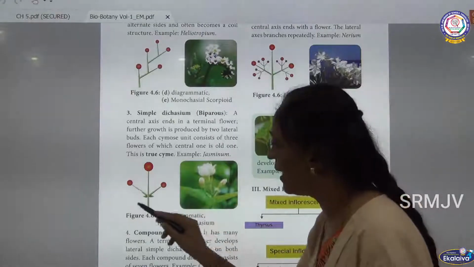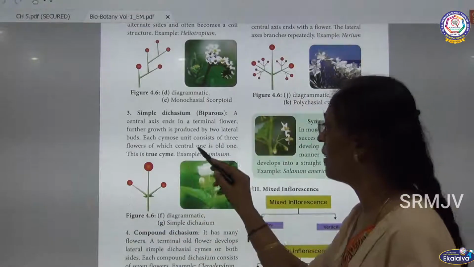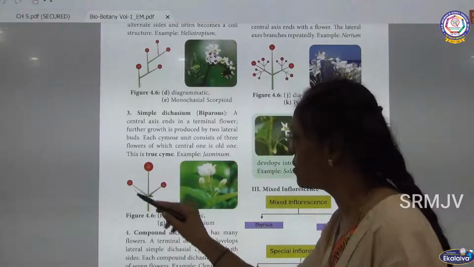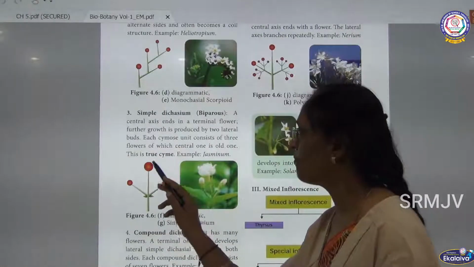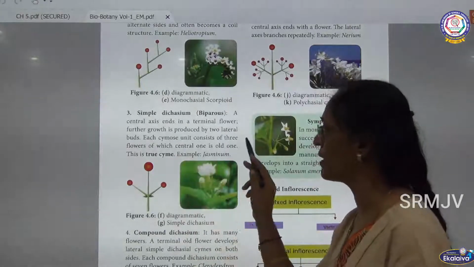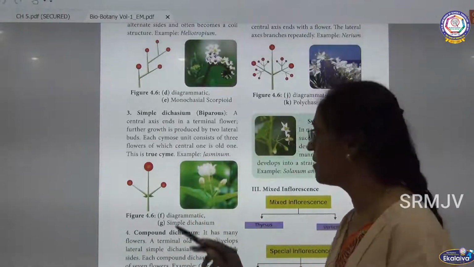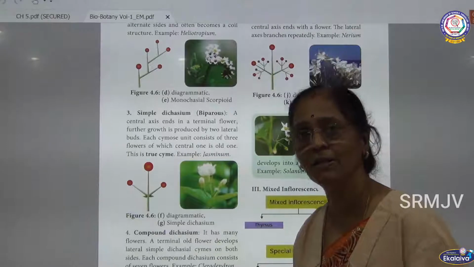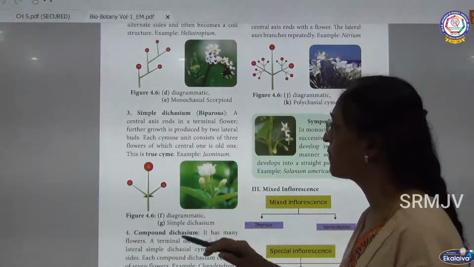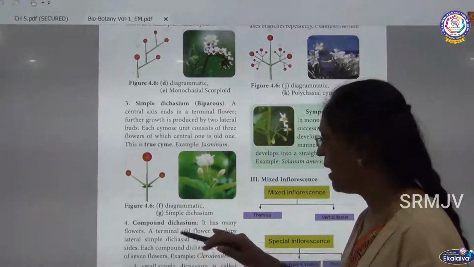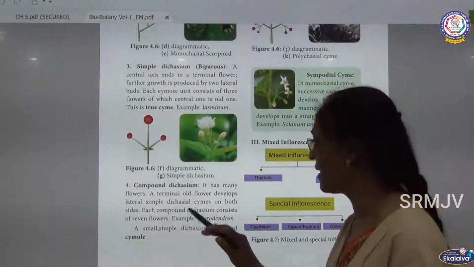So how many are there at this central part? This is the cymose unit. In the cymose unit you will find 3 flowers. Each cymose unit consists of 3 flowers. This you call a simple dichasium, which we see in jasmine. And here you will find the compound dichasium.